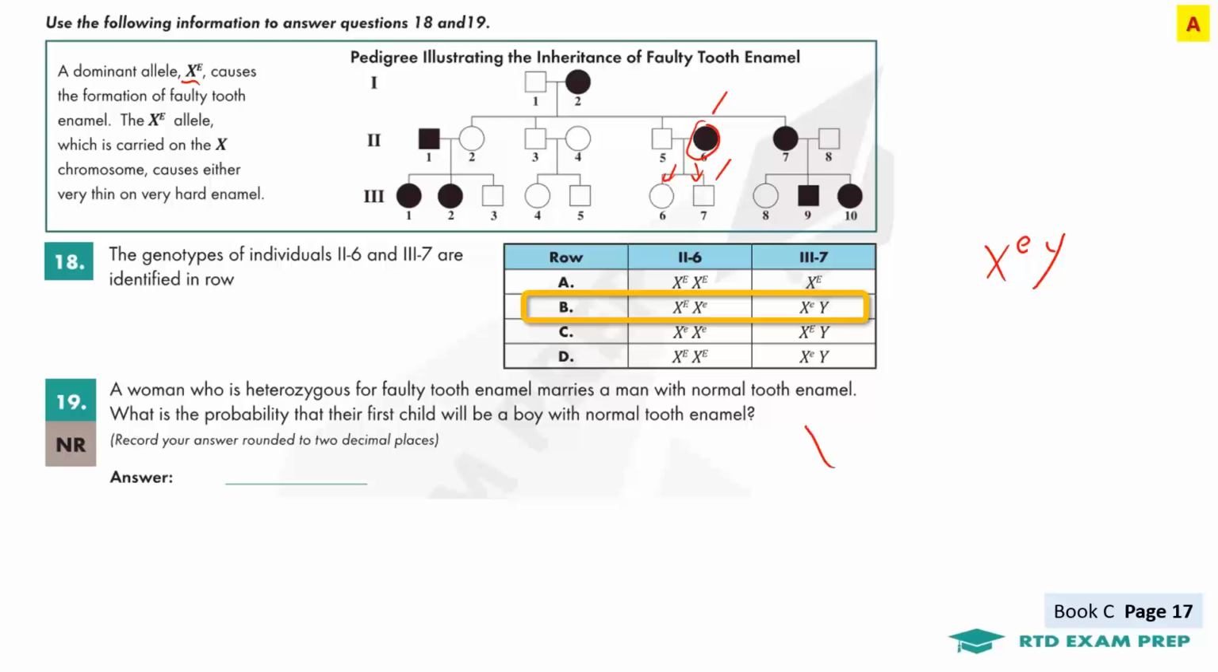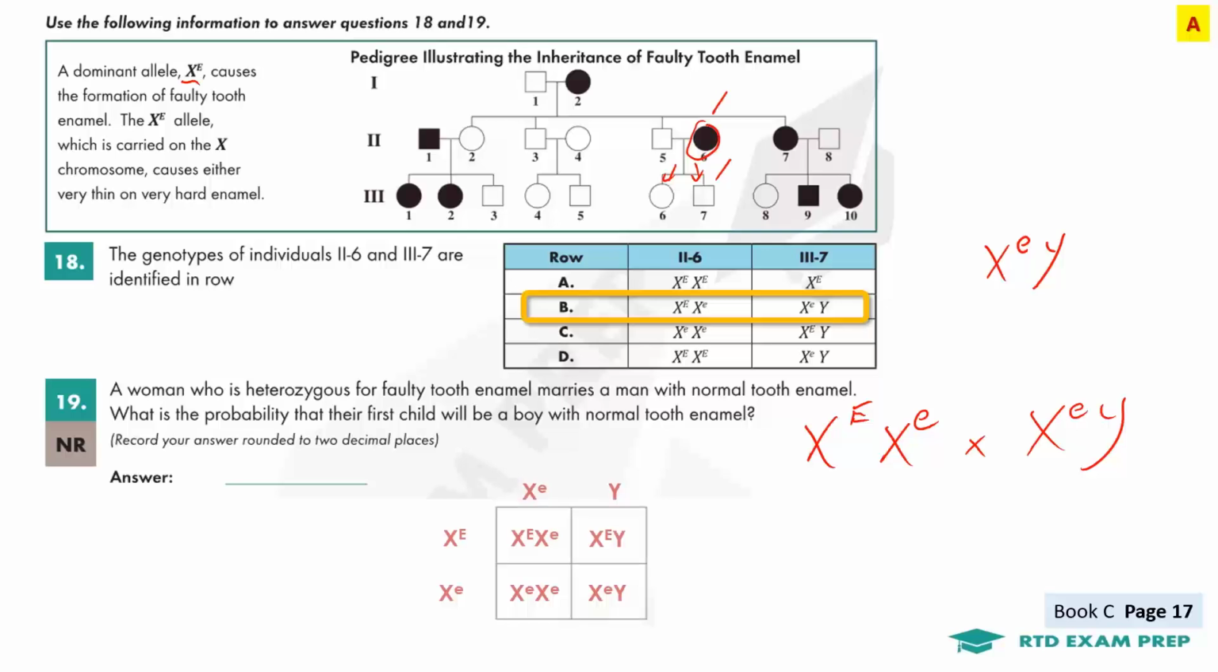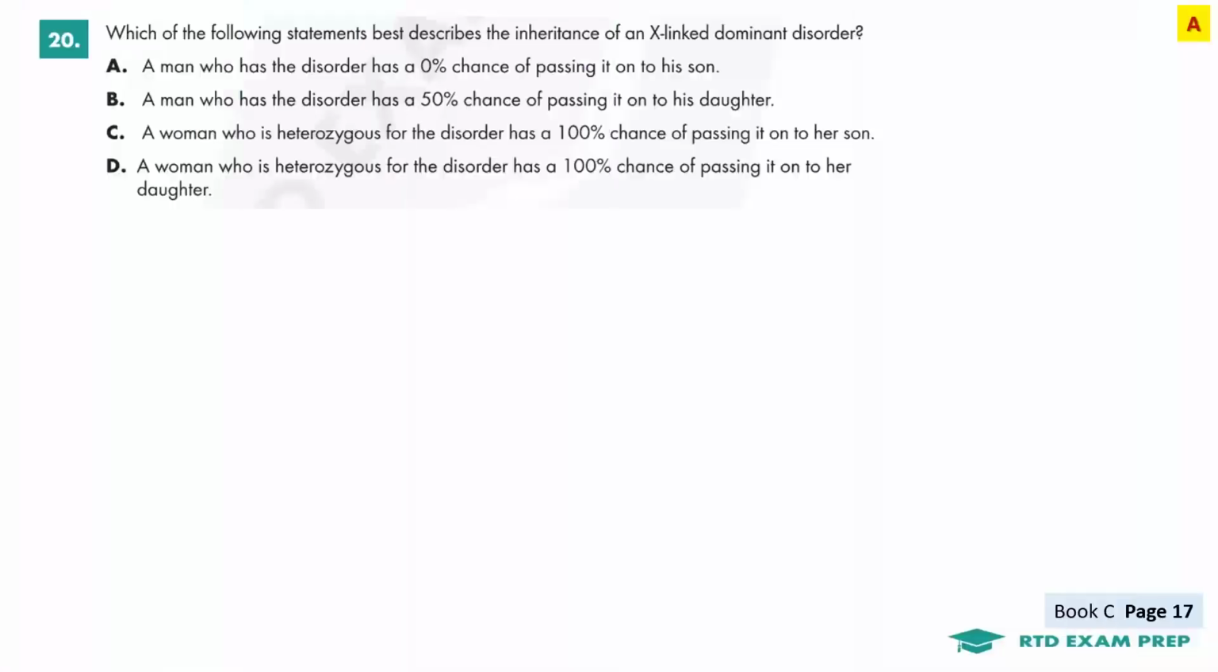Number 19, a woman who is heterozygous. So you're going to set up your Punnett square, X^E X^e, times a man with normal tooth enamel, X^e Y. And when you put that into your Punnett square, what is the probability that their first child will be a boy with normal tooth enamel? So we take a look, we've set up our Punnett square, and our boy with normal tooth enamel is 1 out of 4, or 0.25.